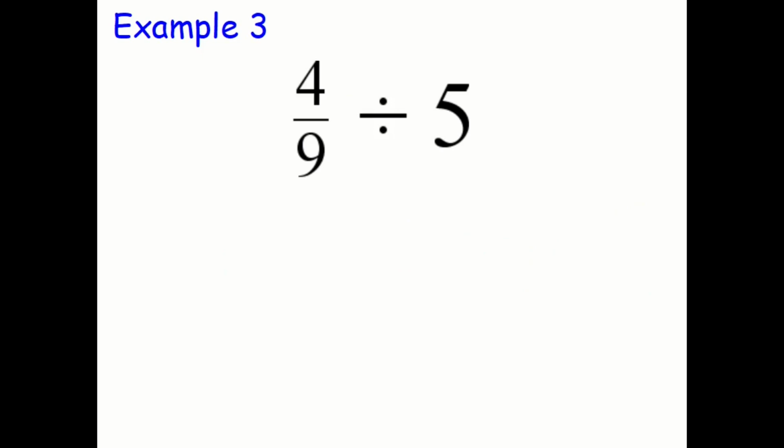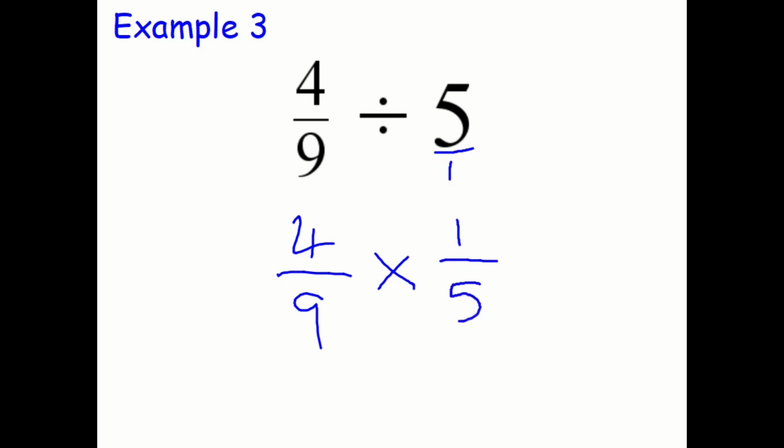Keep this the same, keep, swap, flip, but now we've got this as a fraction, 4/9. Keep, swap, flip. It's really important that you remember that this is 5 over 1, so the flip of it is 1/5. 4 times 1 is 4, and 9 times 5 is 45. So your final answer there is 4/45.